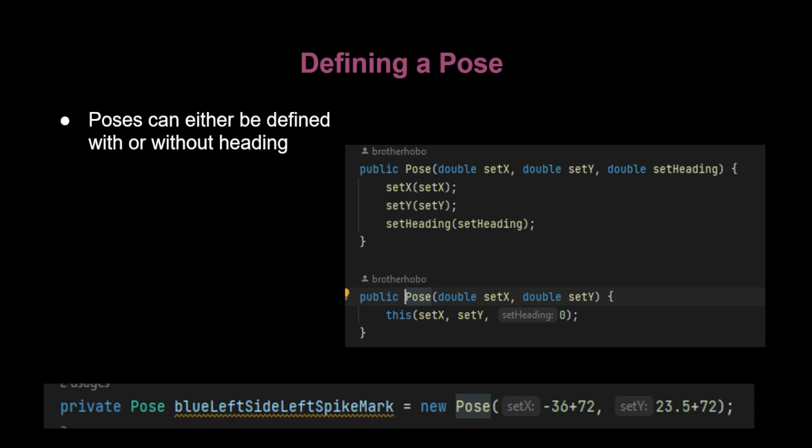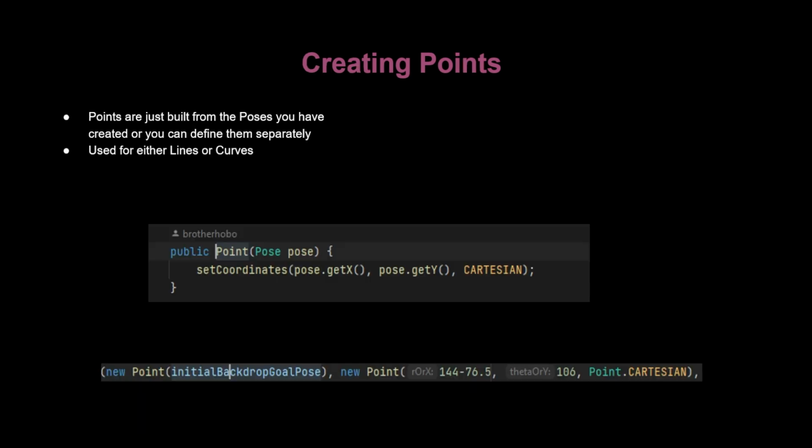And if you want to set your heading, you can set it anywhere within 360 degrees. Moving on, we do have points. Points are very crucial to how our Bezier lines and Bezier curves work. Points are built from the poses that we've created, and there's 2 ways to initialize them.